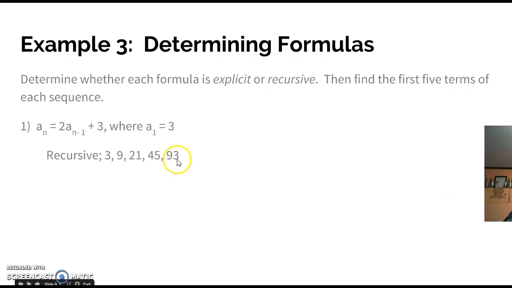And here are the first 5 terms. Notice they give us the first one, 3. Then to find the next term, we take 2 times the previous term plus 3. So the first term is 3. 2 times 3 plus 3, 9. 2 times 9 plus 3, 21. 2 times 21, that's 42, plus 3 more is 45. 2 times 45 is 90, plus 3 more is 93.